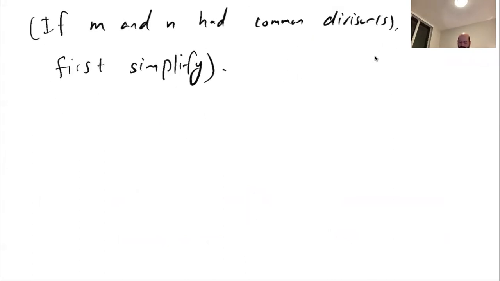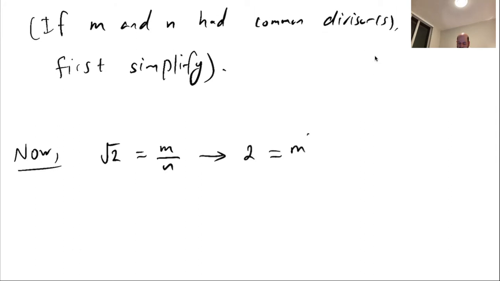So what do we have now? We have root 2 equals m over n. If I raise both sides to power 2, I can say 2 is equal to m squared over n squared. And then I can cross multiply. 2 means 2 over 1, right? So I can say m squared is equal to 2n squared.